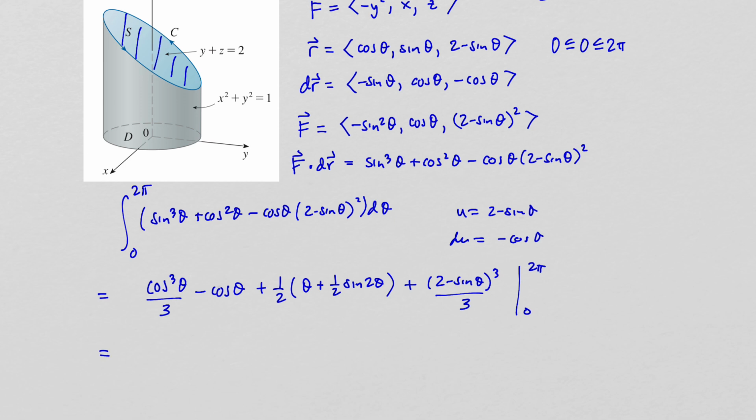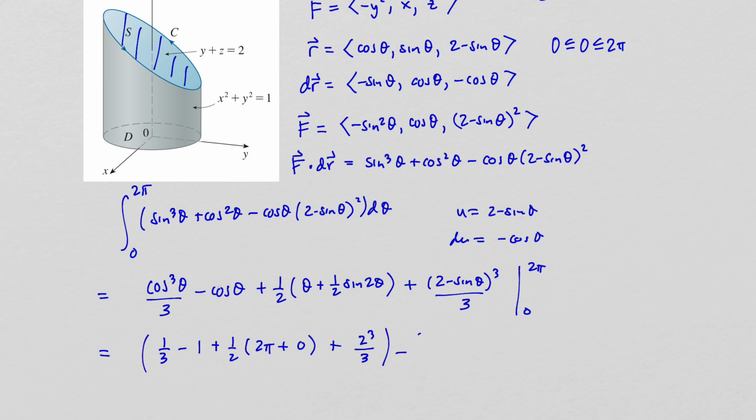And so, of course, when we plug in 2 pi here, cosine of 2 pi is 1. 1 cubed is 1. So we have 1/3 minus cosine of 2 pi, which is 1. And then we have plus 1/2 times, when you plug in 2 pi for theta, you get 2 pi. Plus 1/2 sine of 2 times 2 pi, which is 0. Plus, and then we have 2 cubed over 3, right? Because sine of 2 pi is 0. 2 minus 0 is 2 cubed over 3.